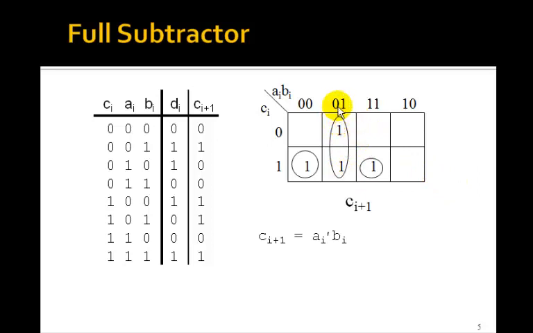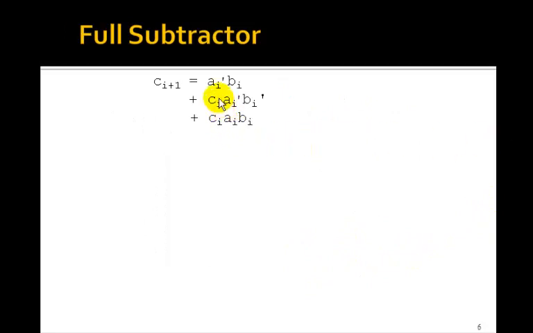This one is just going to be not a and b, and then here we'll just have the min term c and not a and not b, and here we'll have c and a and b. And now let's notice that we can have a common c that we can factor out here. So ci plus 1 is going to be not a and b, or c and not a and not b, or a and b.